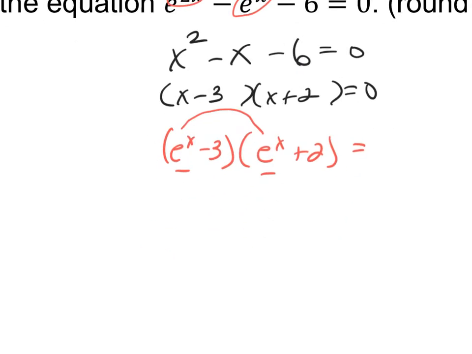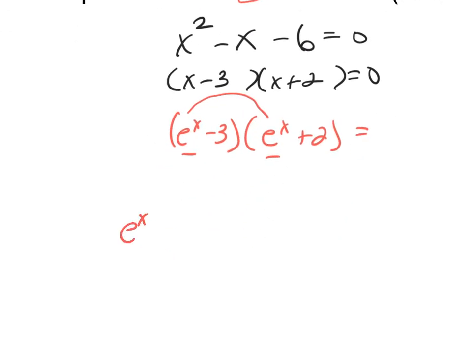Now you just solve this. I'm going to have two answers. Watch. e to the x minus 3 equals 0. e to the x plus 2 equals 0. Well, I'm trying to get the e by itself. So what do I do?